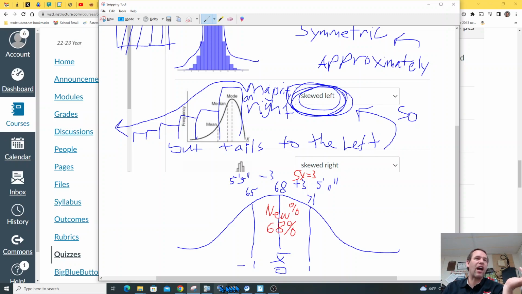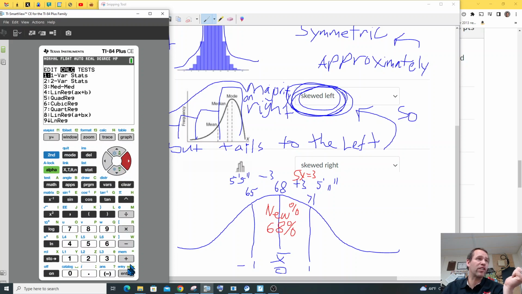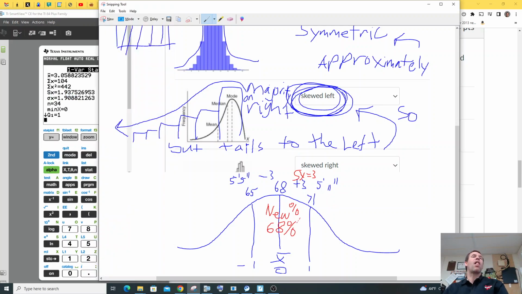And so when we did our calculator with those scores before, we actually had a standard deviation of just 1.9, and the average is 3. And so 1, 2, 3 standard deviations above the mean, and -1, -2, -3 standard deviations. And a negative standard deviation just means below the average. Wow, I'm giving you a lot of information. I hope you can hang in there.